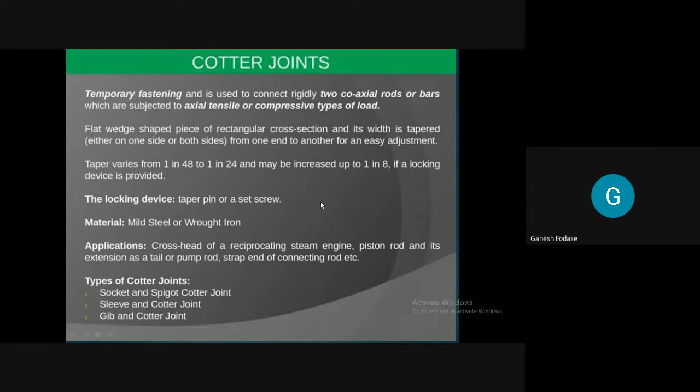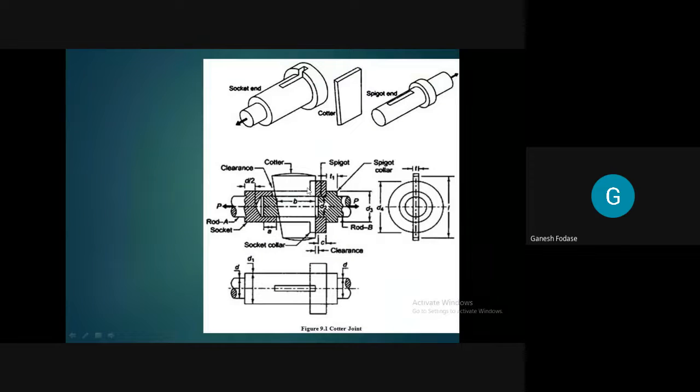Okay. I'll show you first the quarter joint. Then I'll talk about it. Have you seen this? Yes, sir. Now see, basically this quarter joint consists of three elements. One is a socket end, or you can say socket. This complete one is the socket. This one is a quarter, and this one is a spigot. So it is also known as a socket and spigot joint.